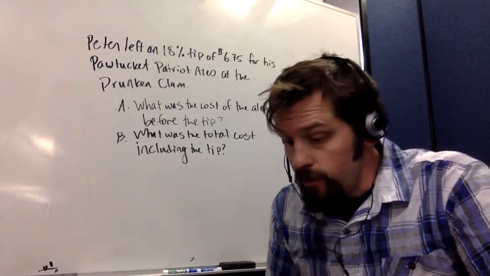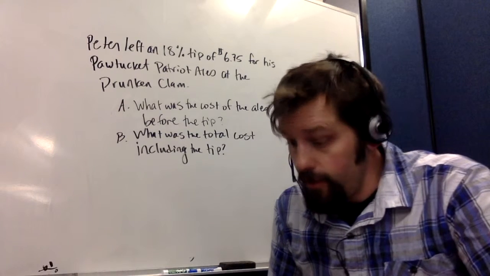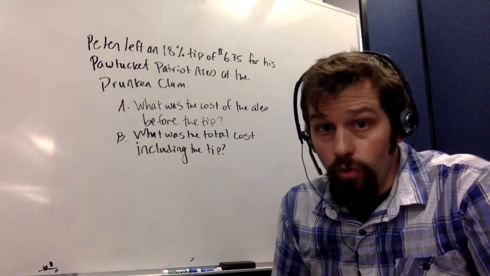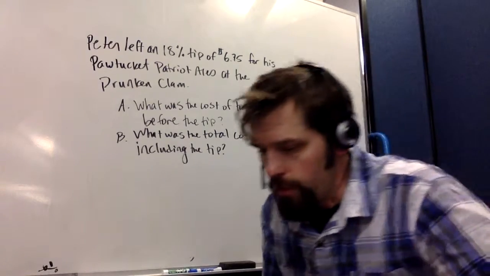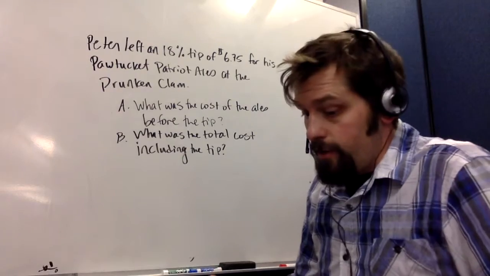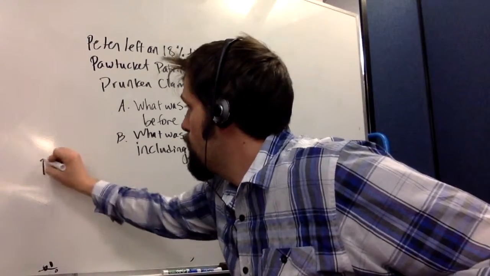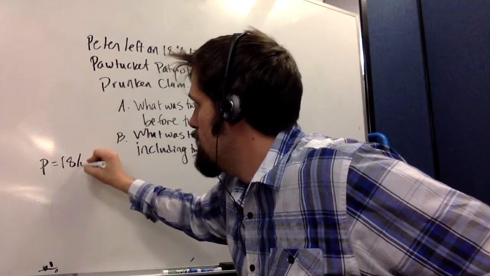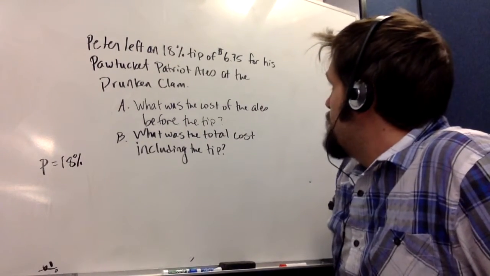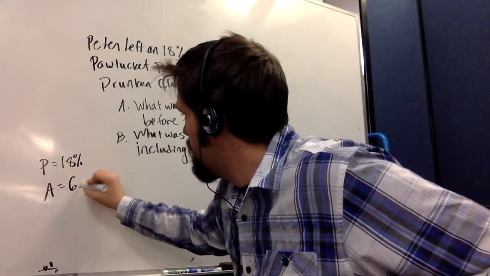Okay, we're on the last problem on January 25th notes. So we see that Peter left an 18% tip of $6.75 for his Pawtucket Patriot Ales at the Drunken Clam. And we first want to know what was the cost of the ales before the tip, and then the total cost of the ales including the tip. So let's start by looking at what we know. We know that the percent is 18%, and we know that the amount is $6.75.